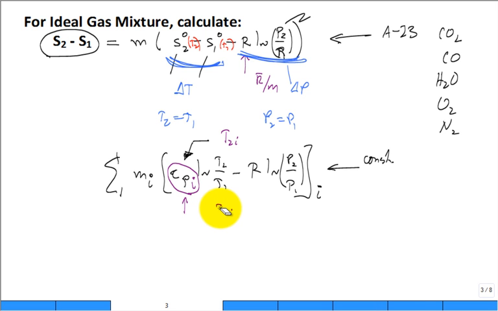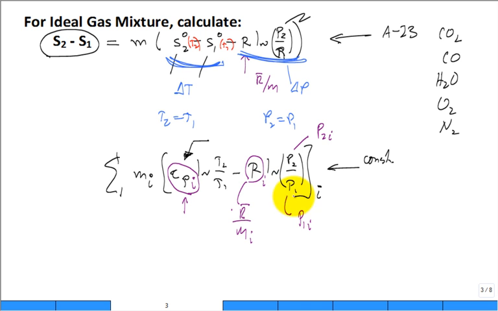mixture, not partial temperatures. But when I come over here, I have P2I and P1I. Are those the partial pressures at the initial state of component I? Yes, they are. We do have partial pressure concepts. And then is this R, which is R bar divided by the molar mass of I? So maybe we put an R sub I. Yeah, that R depends on what component you have.